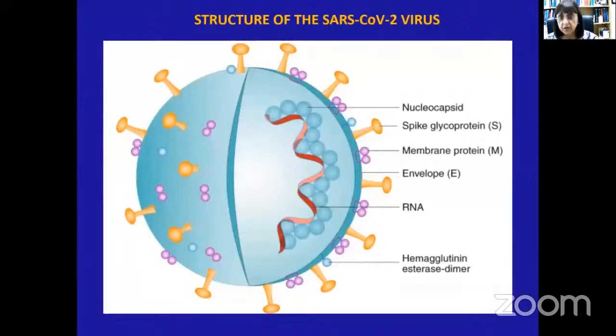The structure of the SARS-CoV-2 virus, which is the virus responsible for COVID-19. This is the familiar picture we all know of the virus with the double-walled envelope, the single-stranded RNA within the virus, the cytosol, a nucleocapsid, and then outside this envelope membrane are the spike proteins, membrane proteins, and hemagglutinin esterase dimers, all necessary for binding and cleavage of the envelope membrane.